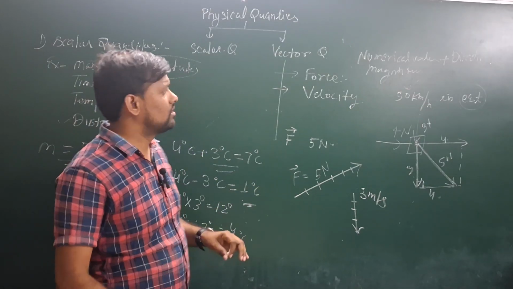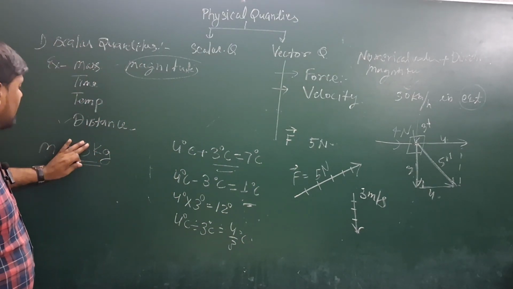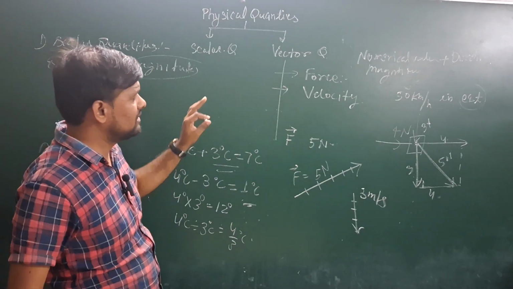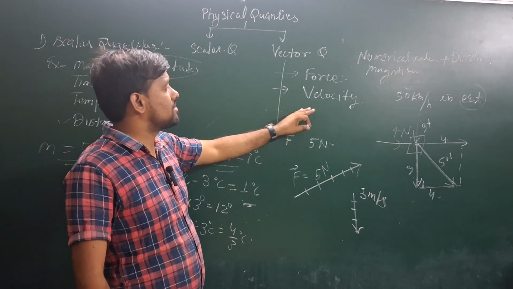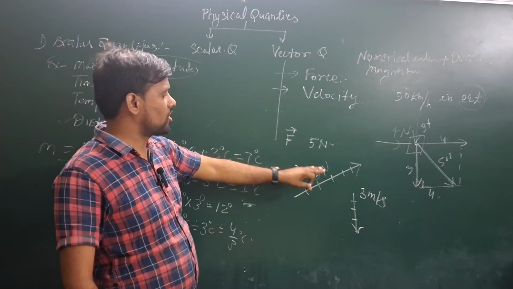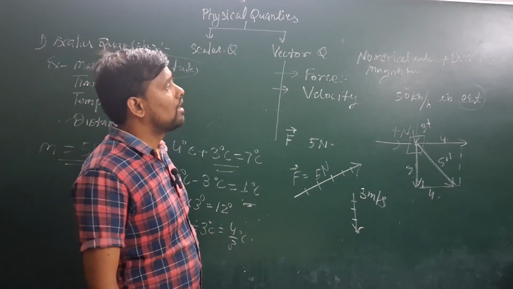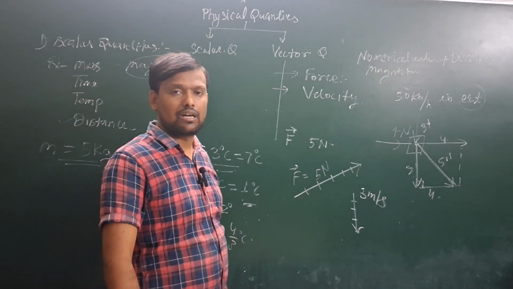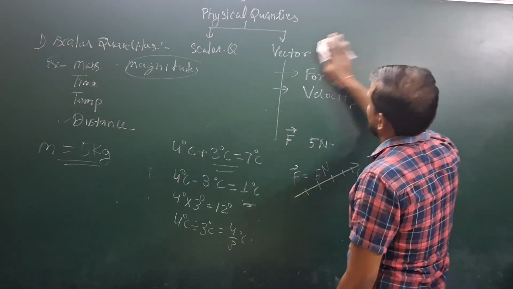Okay. Now, this is the difference. Scalar quantities we have discussed in previous classes also, but in class 11 we will discuss the vector quantities. I am showing you the representation of the vector quantities, and the operations also we will discuss here.